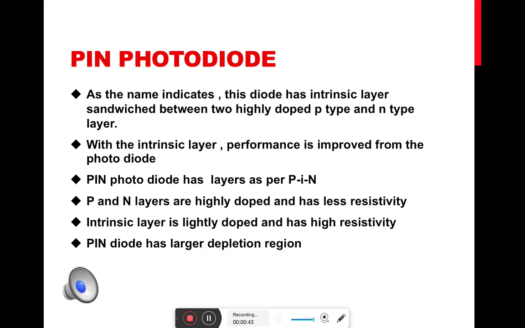So why this intrinsic layer? This intrinsic layer is to improve the performance of the photodiode. How this improves the performance, we'll see in the next slides. The intrinsic layer is denoted by the letter I. So a PIN photodiode has the layers P, I and N, and the P layer and the N layer are highly doped and have less resistivity, whereas the intrinsic layer is lightly doped and hence has high resistivity. The PIN photodiode has a larger depletion layer because of this intrinsic layer coming in between the p-type and the n-type semiconductor material.